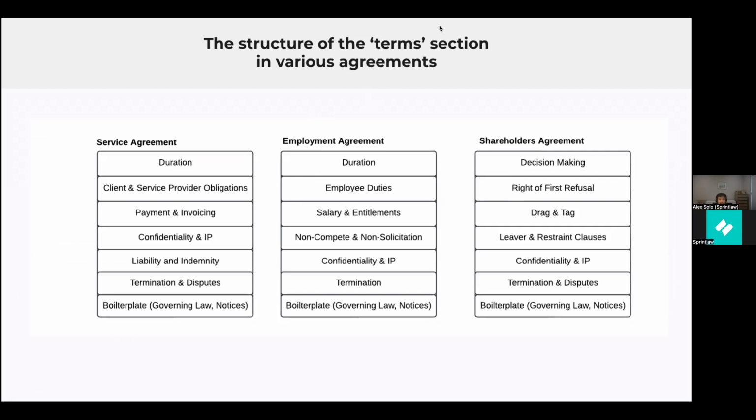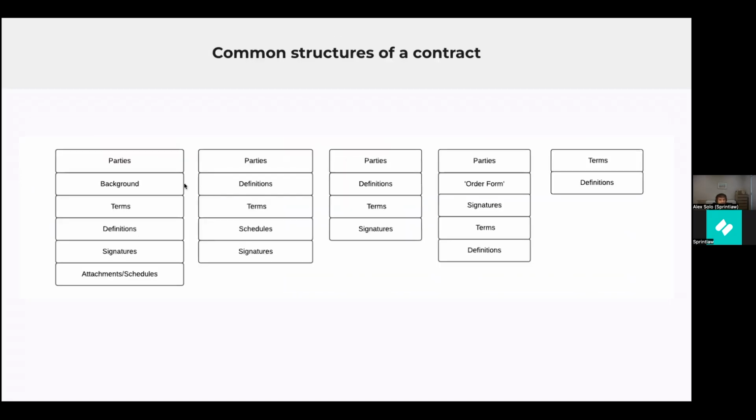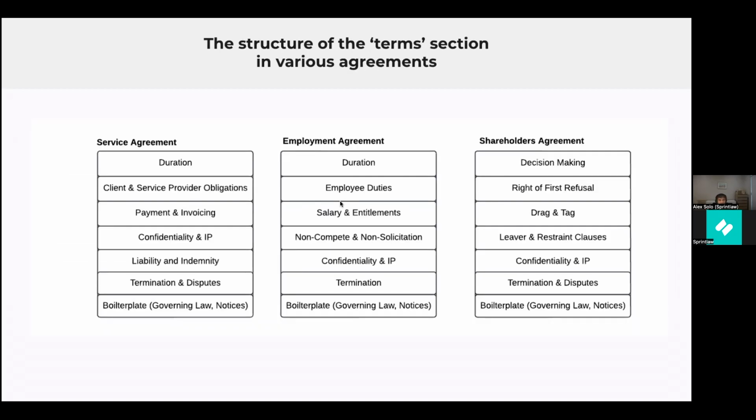So we talked a lot about the different high-level elements of an agreement. But as I mentioned, all of the details are contained in the terms section of these agreements. So, this bit here, when we break it out. Now, inside the terms section, it's got its own structure.